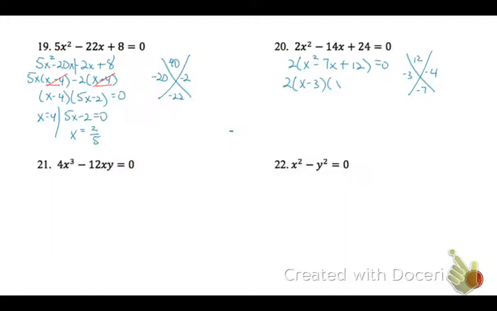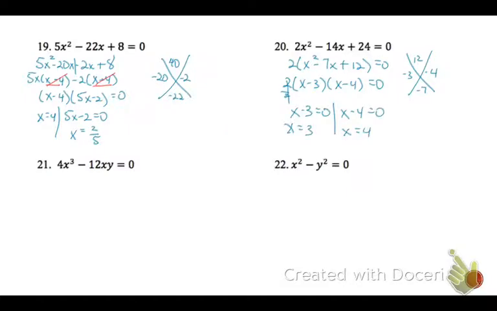Since it's level 1, we get to go right to our 2 parentheses. So it is 2 times x minus 3 times x minus 4. Now we need to go ahead and solve, so we divide the 2 away, set those each equal to 0, so x will equal positive 3 and positive 4.